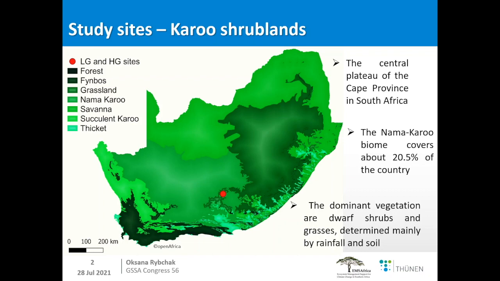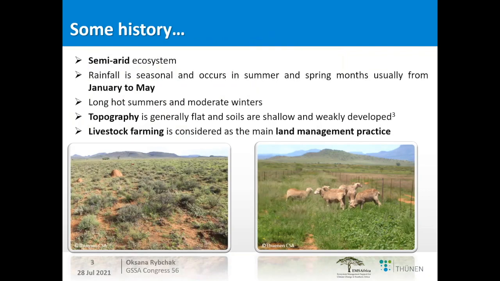Our study sites are located in the Nama Karoo biome, which covers about 20% of the country. The Nama Karoo biome is characterized by dwarf shrubs and grasses. The distance between the towers is about 1.5 kilometers. Our paired tower approach allowed for an analysis of the effects of different grazing regimes on carbon fluxes under identical climatic conditions. So let's get closer to the history of this area.